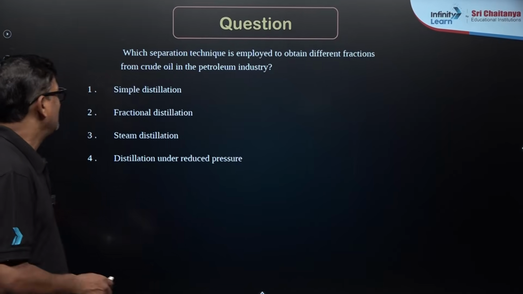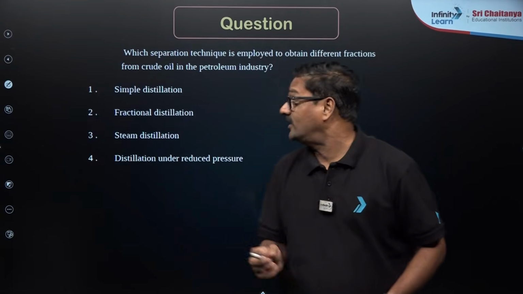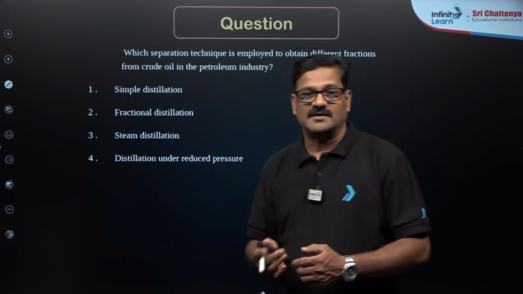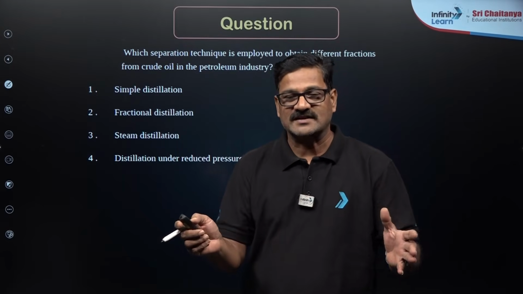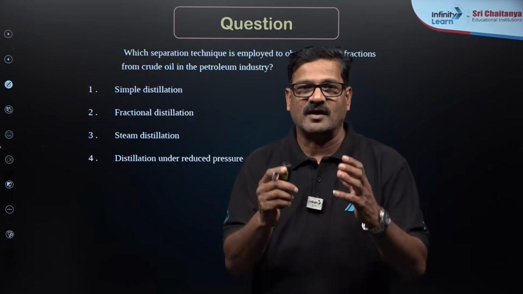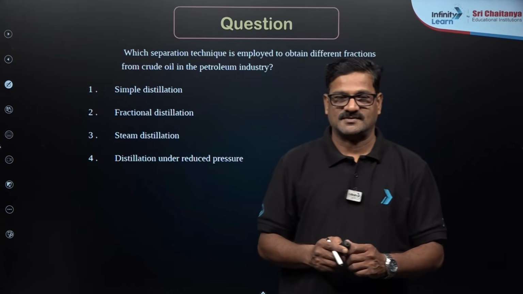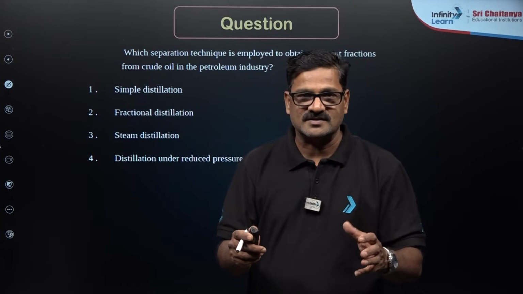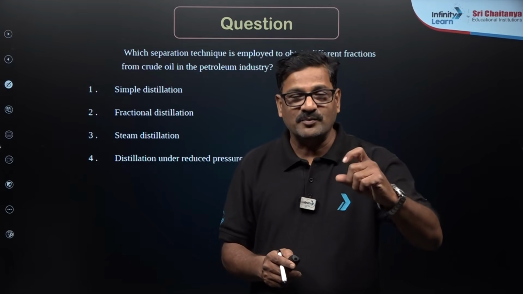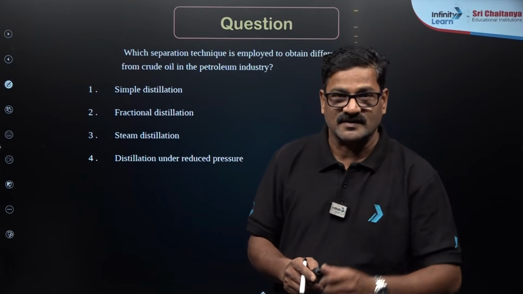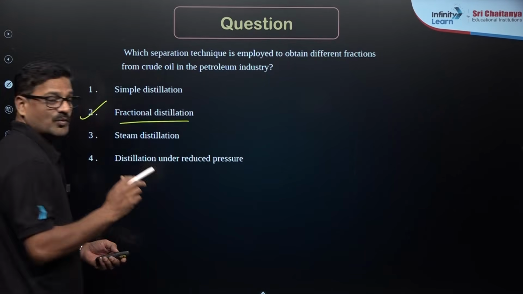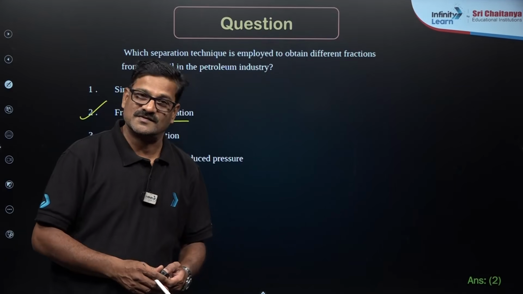Let's see question number 1. Which separation technique is employed to obtain different fractions from crude oil in the petroleum industry? In the petroleum industry, petroleum is getting separated from the crude oil. So, a collection of a mixture of alkanes is separated in the petroleum products. The mixture of alkanes has very little difference in their boiling points. When the difference in boiling point is very small, it is prescribed to use the fractional distillation technique. So, option 2 is the correct answer.